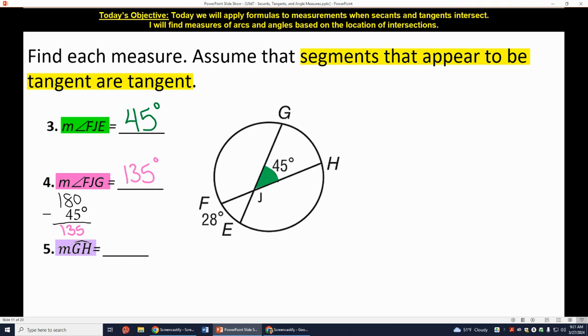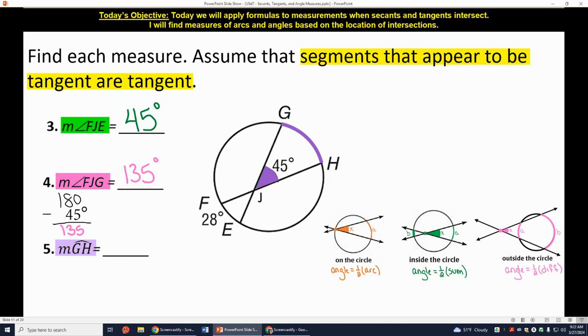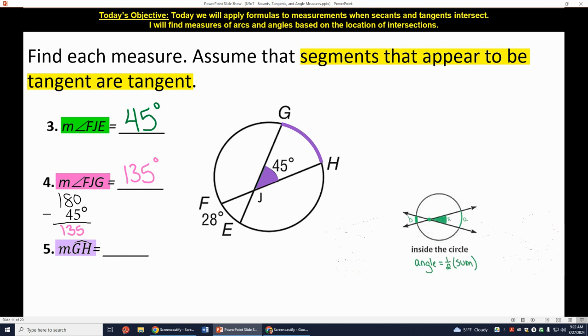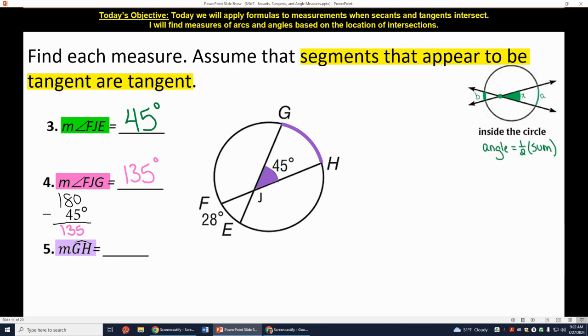Let's go and find the measure of arc GH. So here's arc GH. I can see it goes with the angle that's marked 45 degrees. But there's nothing that says that's a central angle, so I don't know that GH is 45 degrees. I need to use one of my formulas. Is this angle on the circle, inside the circle, or outside the circle? That purple angle is inside the circle, so I'm going to use 1/2 the sum of the two arcs for the angle.